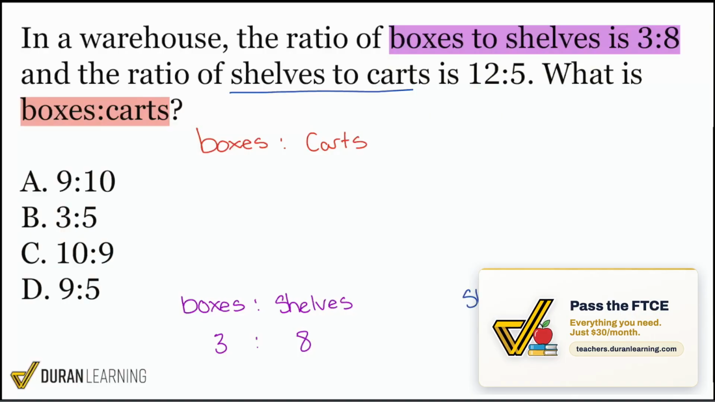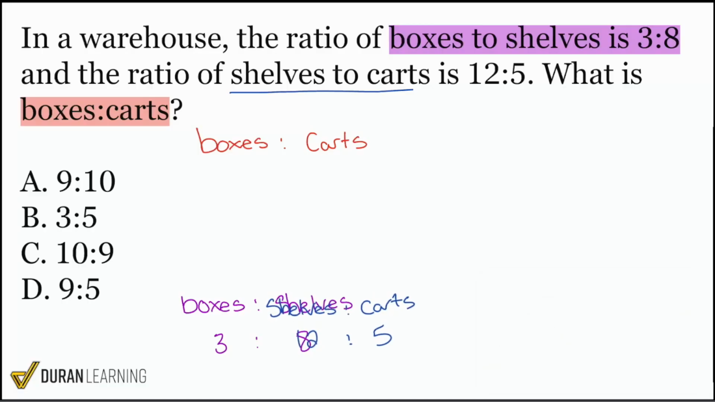is 12 to 5. So if we want to know the ratio of boxes to carts, everybody, if we wanted to know that ratio and all we were going to do about it is just overlap these, you might be convinced that the answer is 3 to 5, but that's not the case. It's not the case because, everybody, the middleman, to be able to make that kind of jump to just compare and overlap two ratios, the only way you can overlap ratios is if the middleman is the same value.